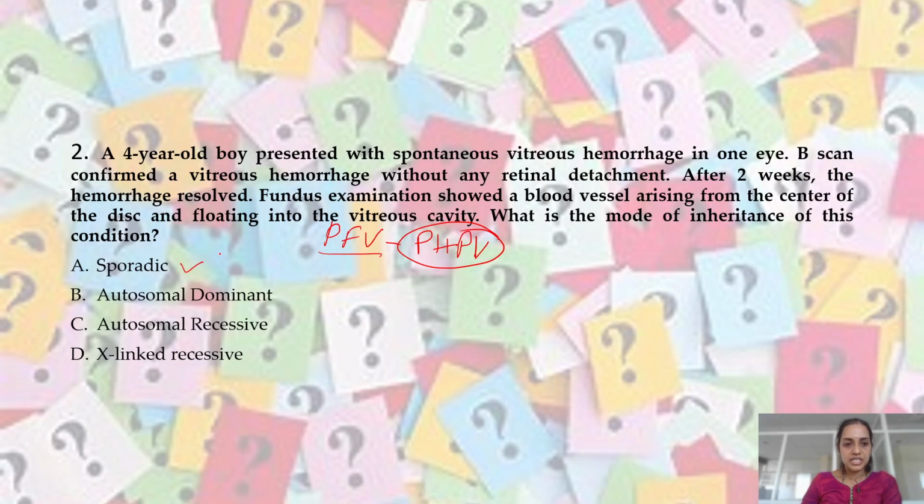So the mode of inheritance is usually sporadic. It's usually unilateral. Whenever you get a bilateral case, you should think of some syndromes like trisomy 22 and Norrie disease.